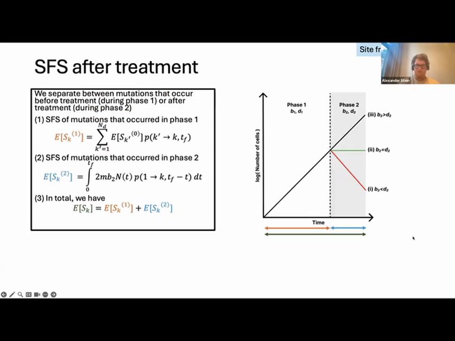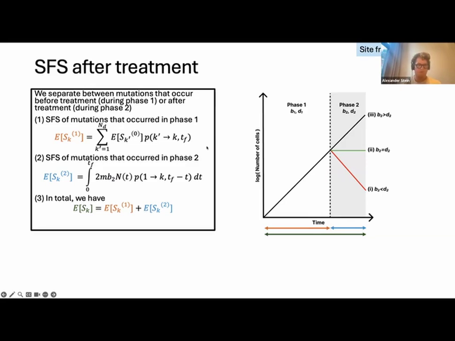So now we are also ready to look at the site frequency spectrum after treatment. For this, we separate between mutations that are pre-existing to treatment, namely the ones that happen during phase 1 and then just need to survive phase 2. And second, we also consider the mutations that are newly emerging. So mutations that are newly generated, survive, and grow to a particular size.